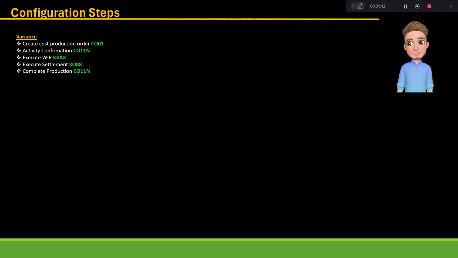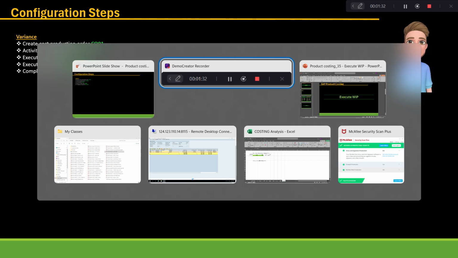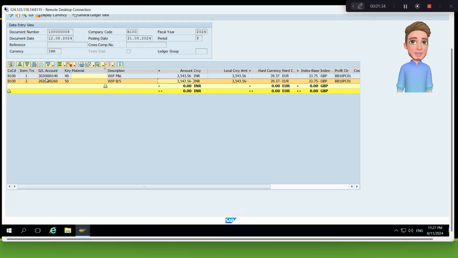Okay, from a steps perspective, you create a production order. We will do goods issue, then we will do the calculation of work in progress, then again we will do activity confirmation, right? Again we will execute WIP. Then I will show you, once goods are received, how this particular WIP will get reversed out. So let me now go to SAP directly.